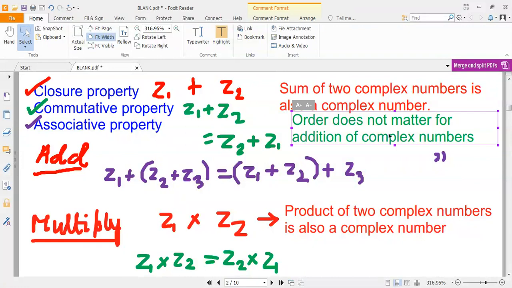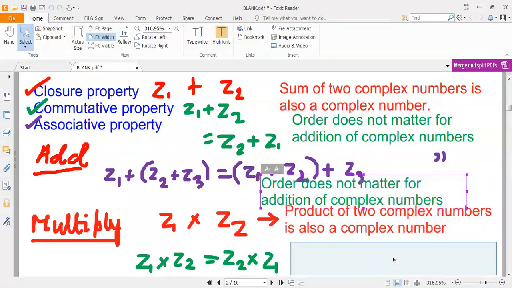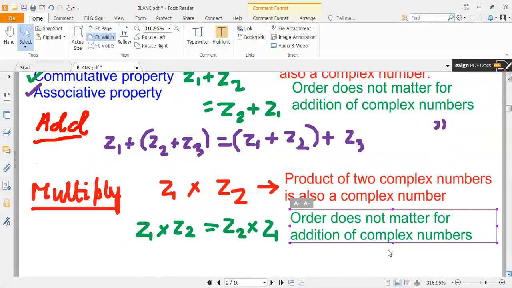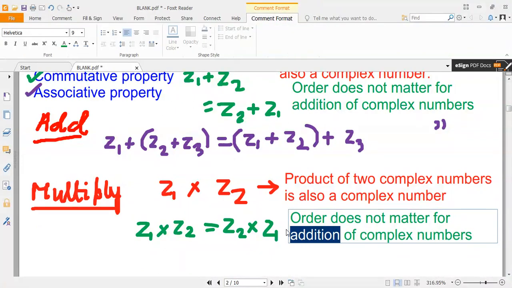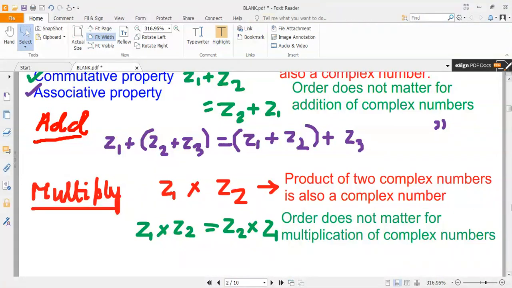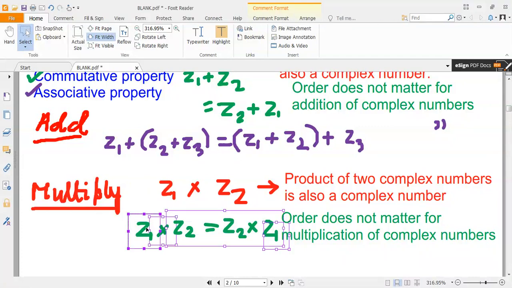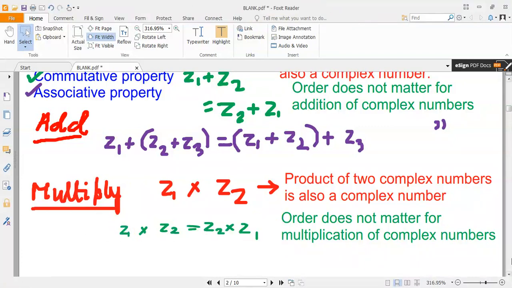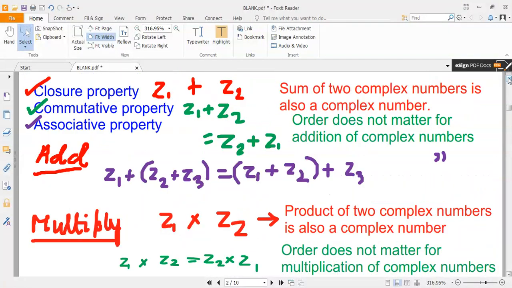So let me try to copy this here. Copy, paste, and I'll be changing it from addition to multiplication. I hope it fits in this line. Multiplication of complex numbers. Okay, let me try that again. Okay, that fit. So essentially the concept remains the same. If I want to move it a little bit to this side, yeah. So essentially z1 times z2 is the same as z2 times z1. That is what we mean when we talk about commutative property of complex numbers under the multiplication operation.